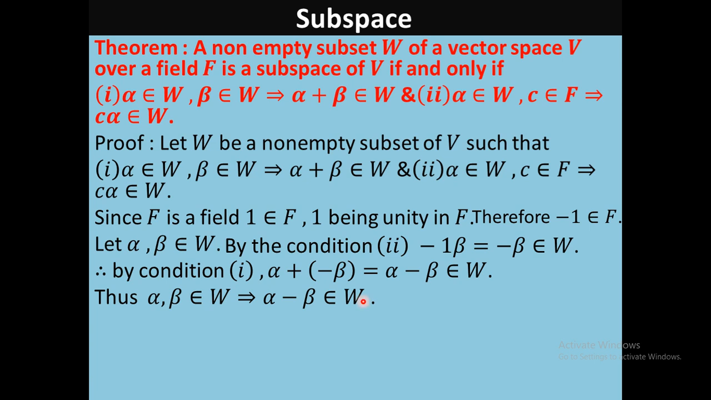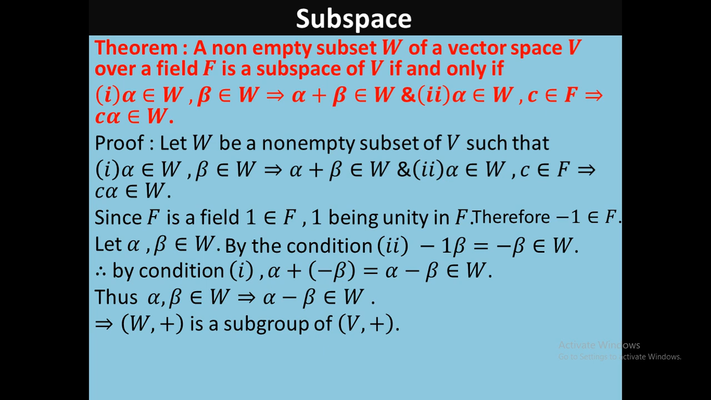If we imagine the addition applied on V, then minus beta is the additive inverse of beta. That is, alpha plus beta inverse, that is A composed B inverse, is in W for all A, B in W. For any two elements A, B in W, A composed B inverse is available in W. So we can conclude that W is a subgroup of the group V plus.